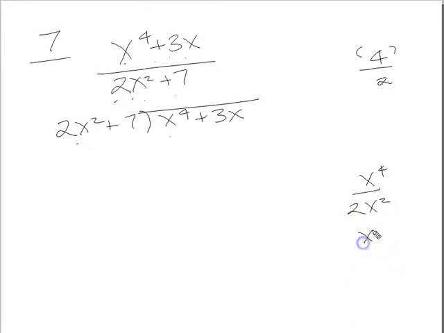Would you agree it's x squared over 2? Yeah? So we've got here x squared over 2, or a half x squared. So now we put that there, and then we times through by this number through each term in this part here. So x squared over 2 times 2x squared will give us x to the 4, which is what we wanted. And then x squared over 2 times 7 is 7 lots of x squared over 2.